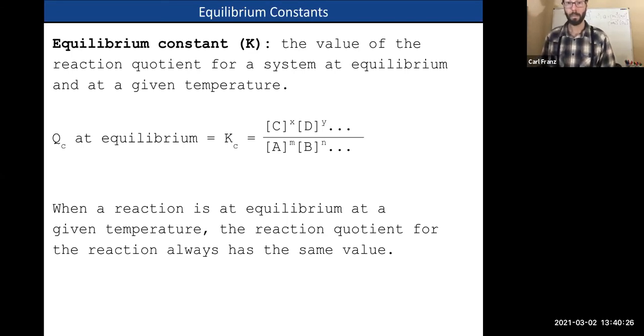Okay. At equilibrium, K and Q are equal to each other. All right. That's going to be at a given temperature, right? Because remember, temperature can disrupt equilibrium. So the reaction is at equilibrium at a given temperature. And the Q is going to have the same value because the K is also that same ratio of products over reactants.